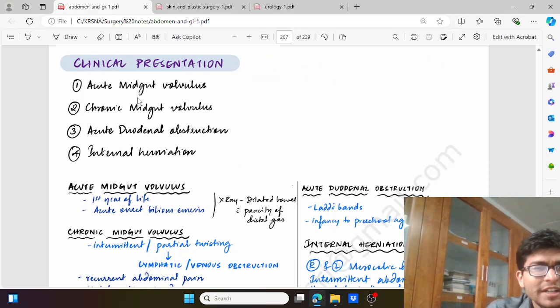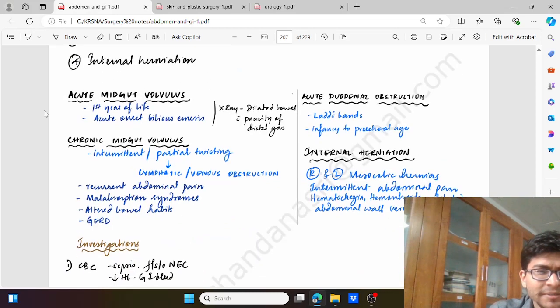Now the clinical presentation. It can present as volvulus, both acute and chronic, acute duodenal obstruction, or internal herniation. So acute midgut volvulus occurs generally in the first year of life, causing acute onset bilious vomiting, and X-ray will show dilated bowel loops with paucity of distal gas. In chronic volvulus, there will be intermittent partial twisting causing lymphatic and venous obstruction, causing recurrent abdominal pain, malabsorption, altered bowel habits, and gastroesophageal reflux.